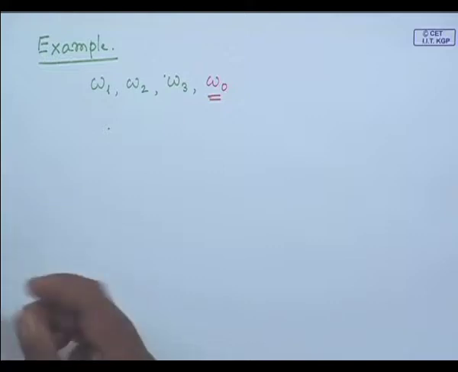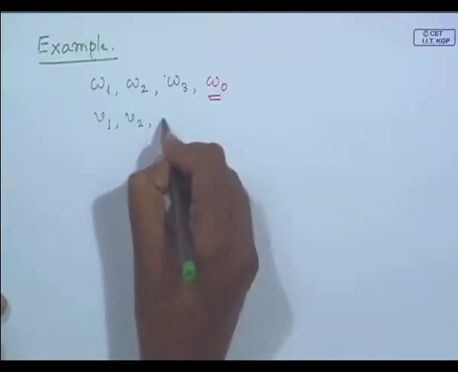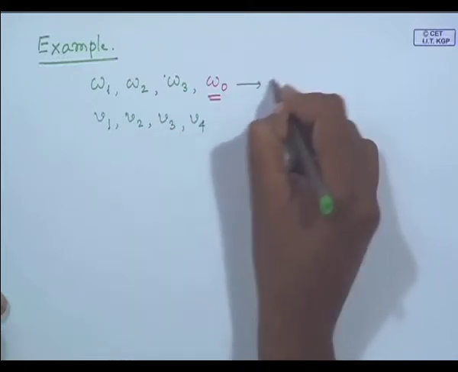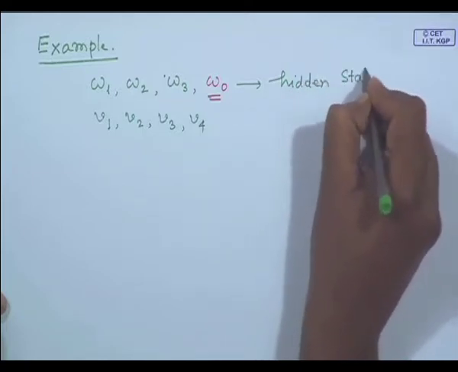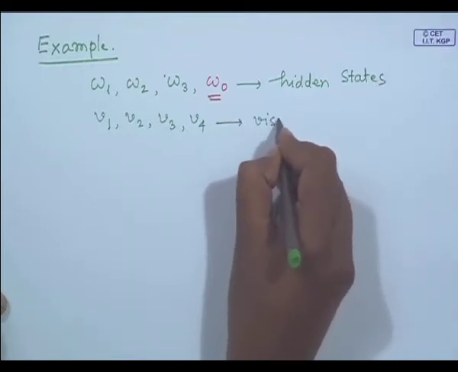And at the same time, I also have to have the probabilities for the visible states or visible symbols. For that, let me assume that there are 4 different visible symbols, which are V1, V2, V3 and V4. So, these are the hidden states and these are the visible states.